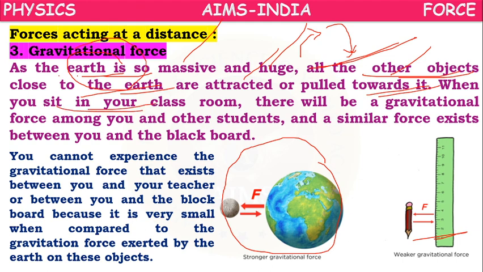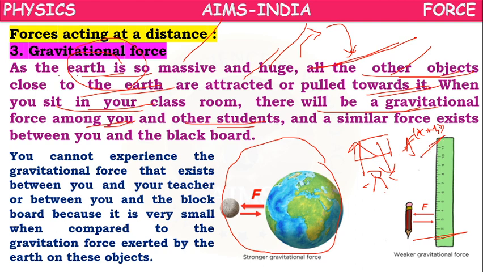But when you sit in your classroom, there is a gravitational force among you and the other students, or between the blackboard and you. There is an attraction force, but the blackboard will not come to you, or you will not go to the blackboard. That is because the attraction force is very, very small. We cannot say the attraction force is not there.